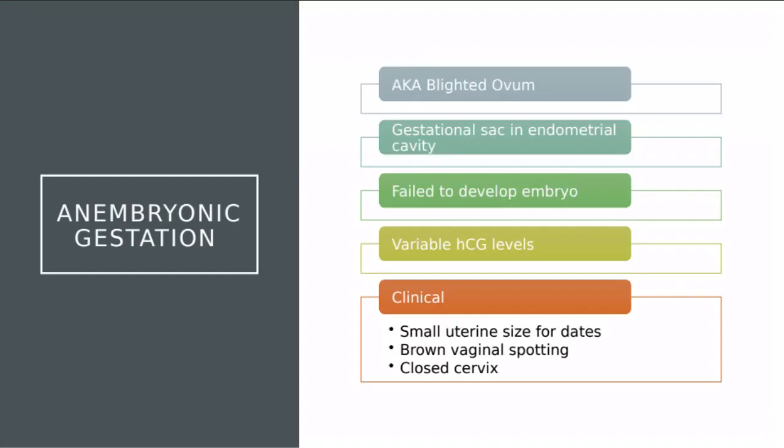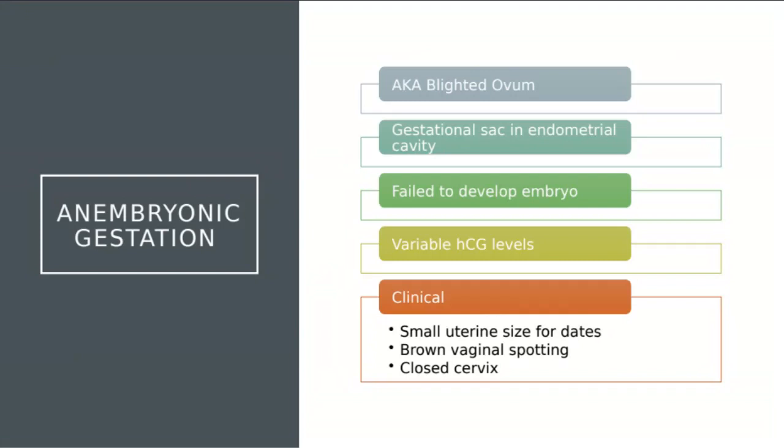Next, we have anembryonic gestation. So moving away from our ectopic pregnancies, this is also known as a blighted ovum. Both terms are used interchangeably, but the medical term is anembryonic gestation. The patient term is called blighted ovum. This is when we see a gestational sac where it should be, but that baby has not developed at all.